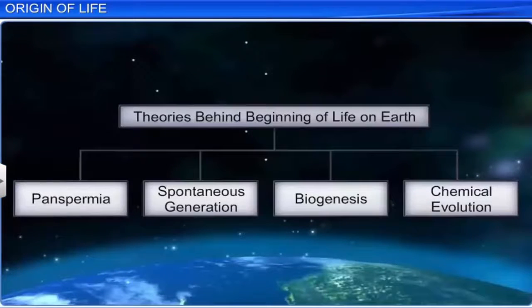There are different theories that try to explain the beginning of life on Earth. Some of them are panspermia, spontaneous generation, biogenesis, and chemical evolution.